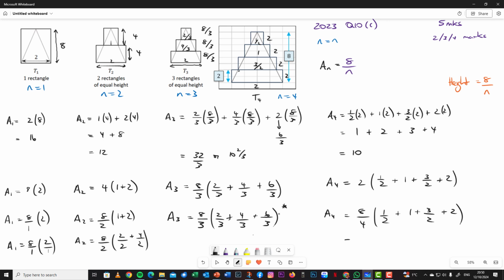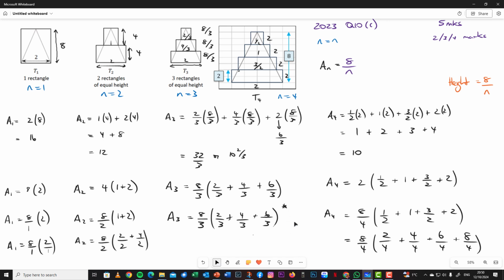I can nearly guess what's going to happen over here. This is going to be 8 over 4. Let's make the bottom of these fractions over 4, and I could nearly fill them in based on what's happening here. This is 2 plus 4 plus 6. This is going to be a half. If we multiply the top by 2, it is 2. 1 is 4 over 4. 3 over 2 is the same as 6 over 4. And 2 is 8 over 4. So hopefully we can see what's happening.